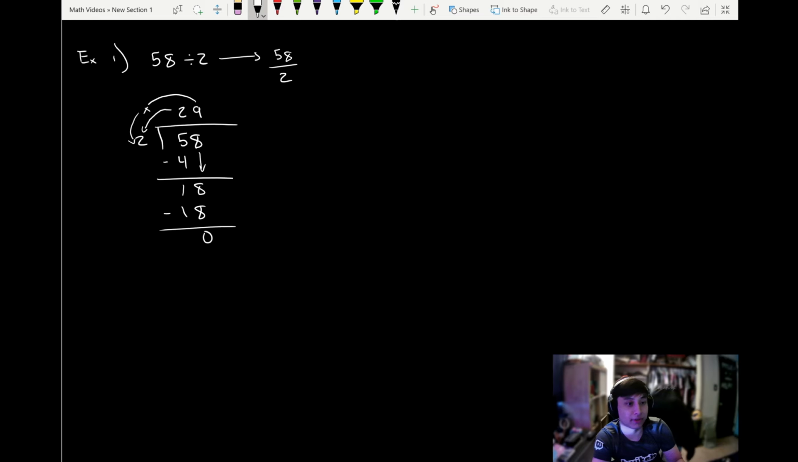So when we have a difference of 0, that means our division happened cleanly and evenly and there's nothing left over. And so we say that 58 divided by 2 equals 29. And we can check that, right? So if 58 divided by 2 equals 29, then 29 times 2 must equal 58. So we can try that.